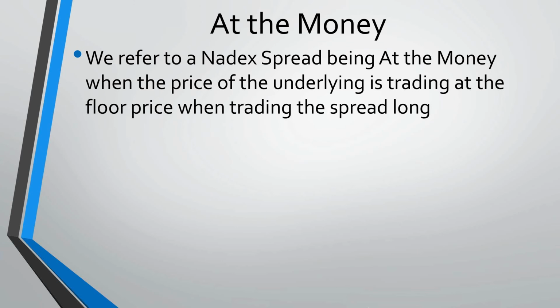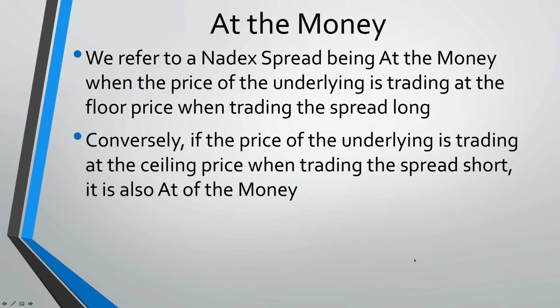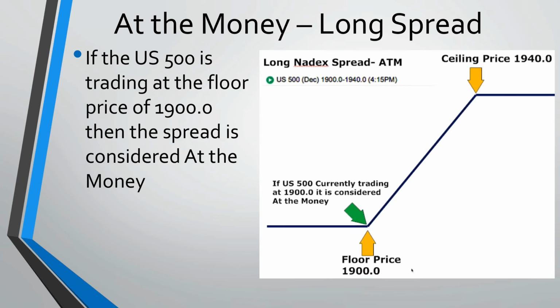We refer to a Nadex spread being at the money when the price of the underlying is trading at the floor price when you're trading the spread long. Conversely, if the price of the underlying is trading at the ceiling price when trading the spread short, it is also at the money. It's easier to see these as actual visual examples, right?